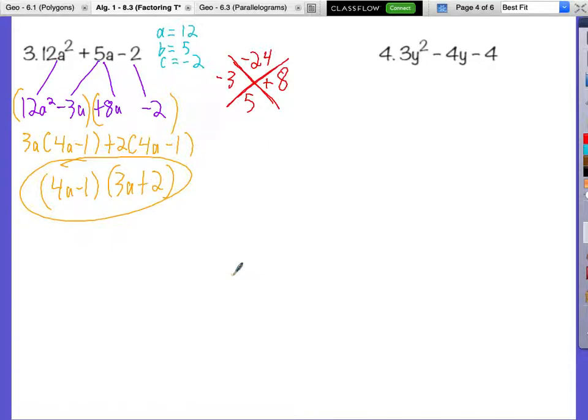Okay, getting it. Here we go. That's awesome. Hey, I want you guys to try number 4 on your own. So go through those steps, and let's try number 4 on your own.